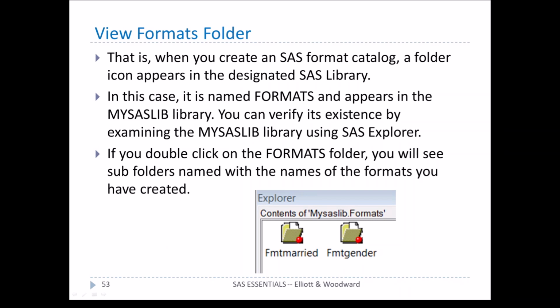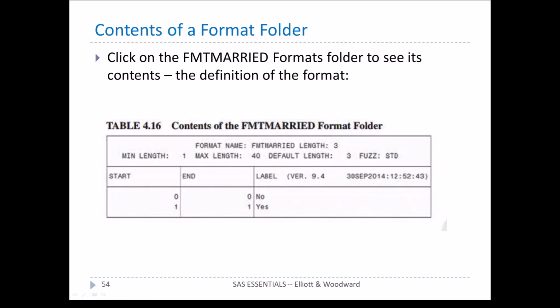So now there's a formats folder. So in Explorer, if you go to mysaslib dot formats and double click on it, then you will see these 2 icons. And these 2 icons tell you that we have created 2 formats within that library, one called format married and one called format gender. I can also click on one of them. For instance, if I click on format married, I'll see the details about that format. And if you look at start 01 and label no, yes, it tells you the values and the labels that are assigned to each of those values.